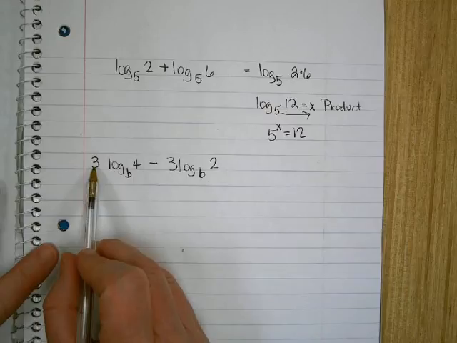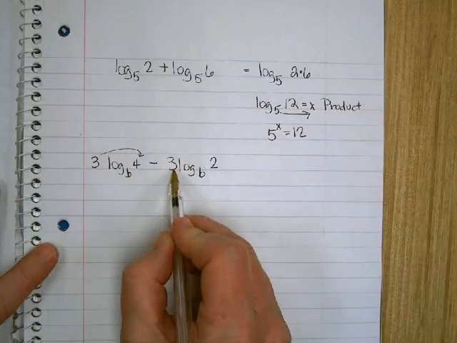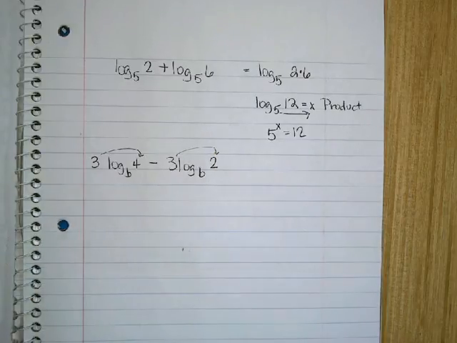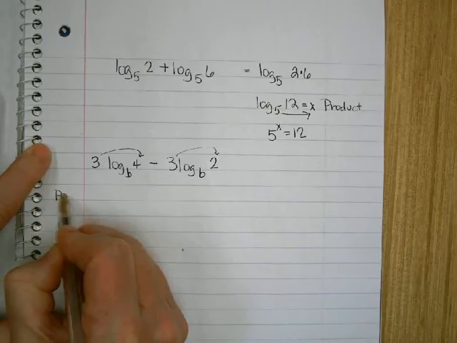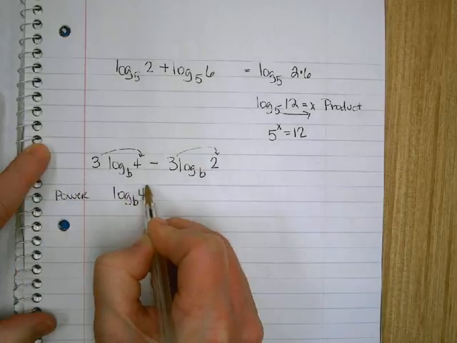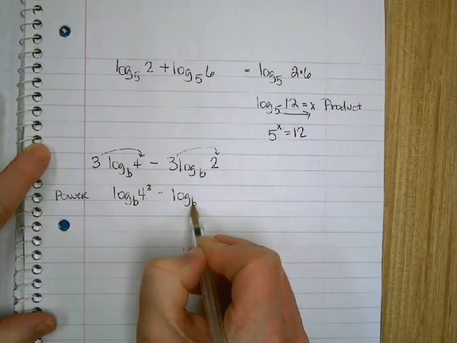It's okay to guess wrong, but go ahead and guess. Yes, ma'am? You do it as an exponent on the 4. And where does this 3 need to go? On the 2. That's the first thing we're going to do. What property did I just use when I did that? Power. So it says log base b of 4 to the third minus log base b of 2 to the third.